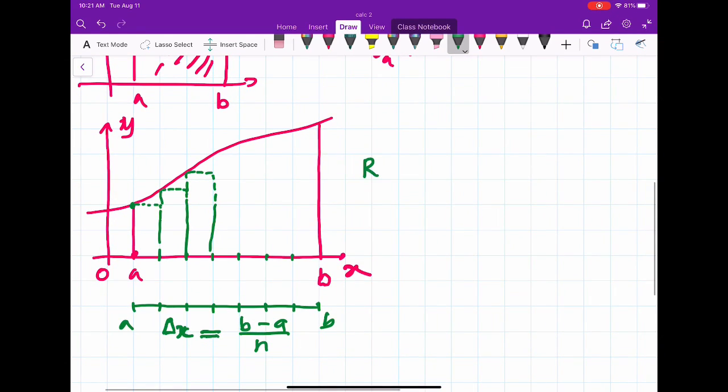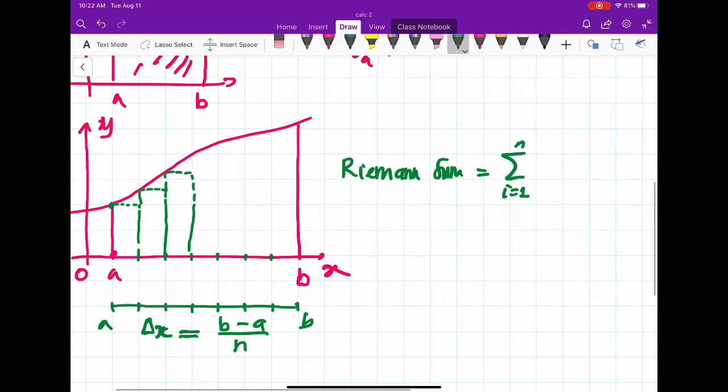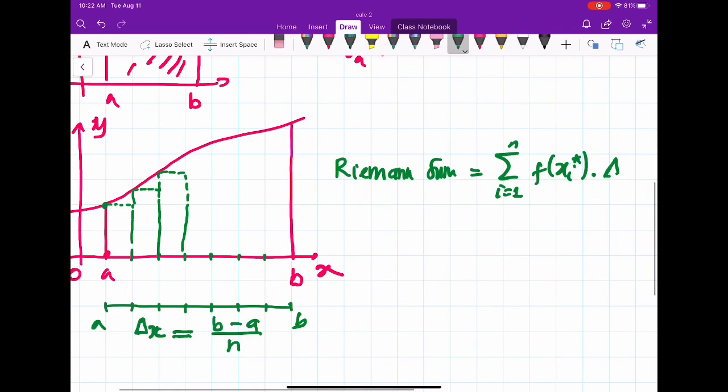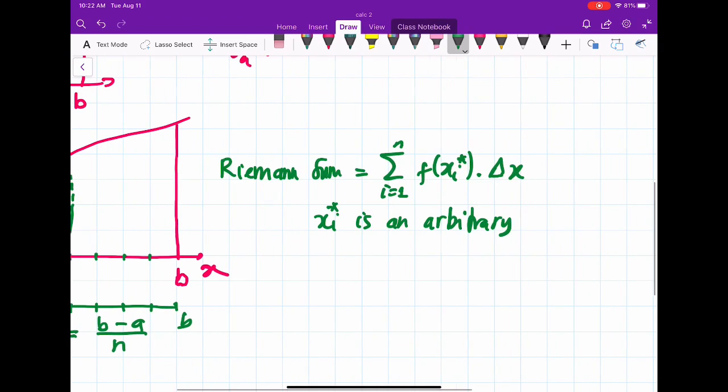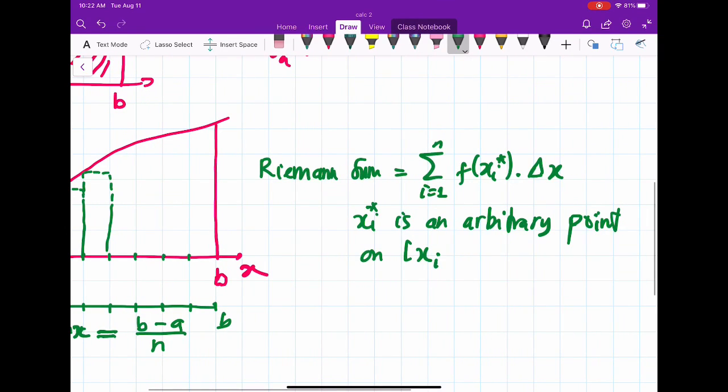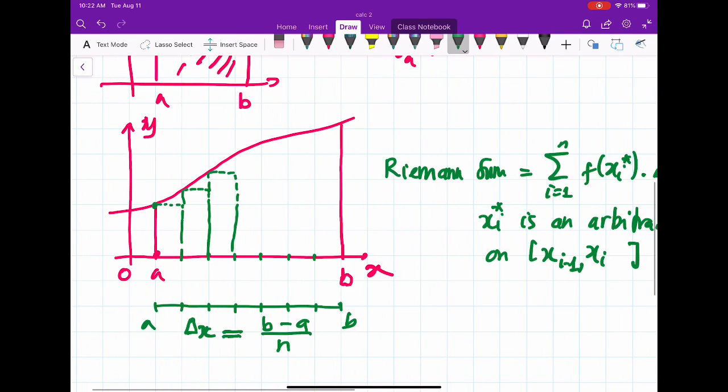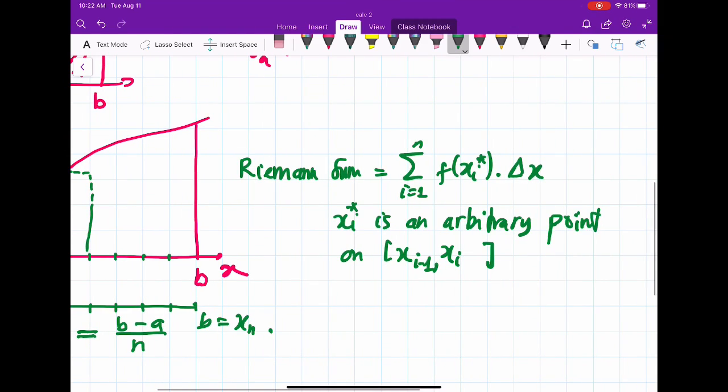So if we remember the Riemann sum in that case, that is just the sum i from 1 to n of f of xi star times delta x, where xi star is an arbitrary point. It depends on you, but you might divide from xi to xi plus 1 or whatever, right? But in this case, if you determine i from 1 to n, I would choose xi star from xi minus 1 to xi, because that's how you can run from x0 to xn. Okay, so from that point you just choose an arbitrary point, right?